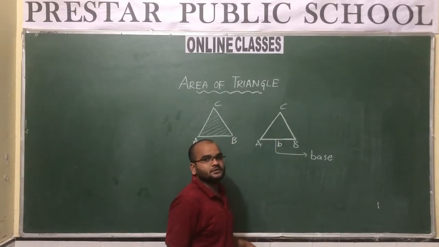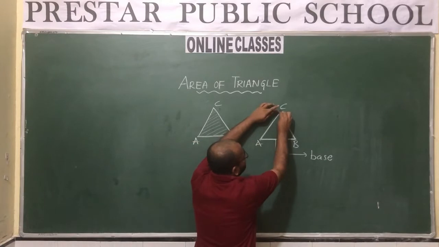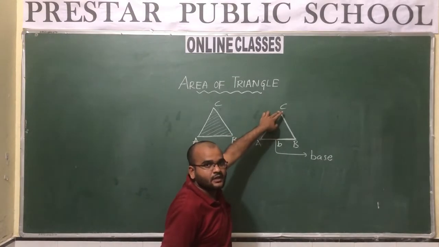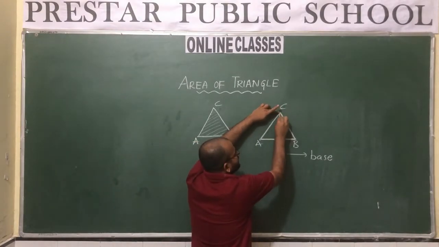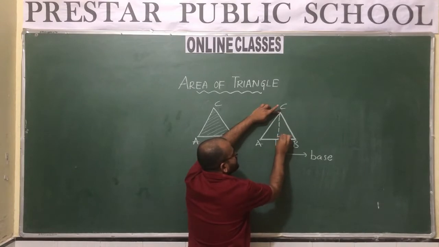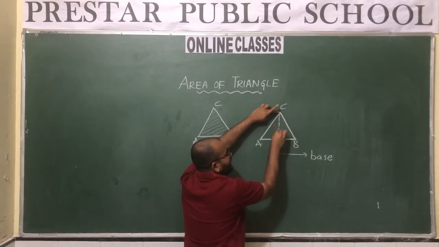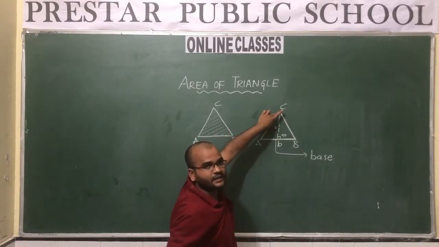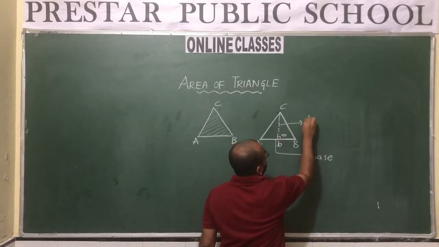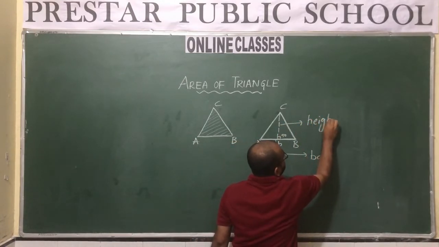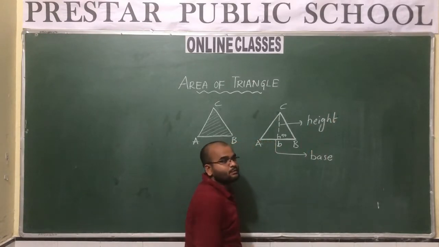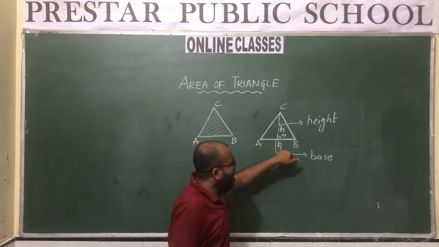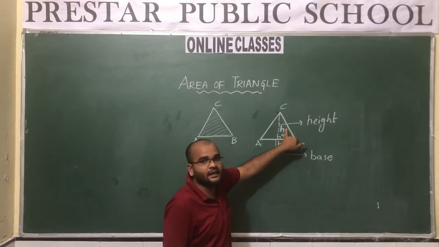Next, from any vertex to its opposite side, if we draw a perpendicular line, perpendicular line means the line which makes 90 degrees. See here, this line is making 90 degrees with the base. So this line is called the height of the triangle, and it is represented by the symbol h. Base is represented by b, height is represented by h.